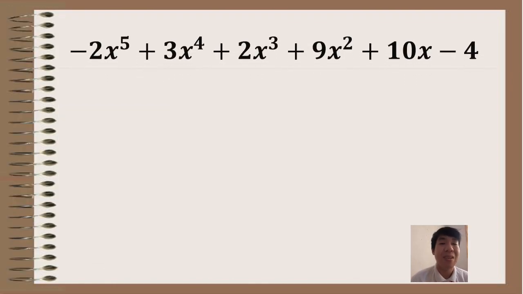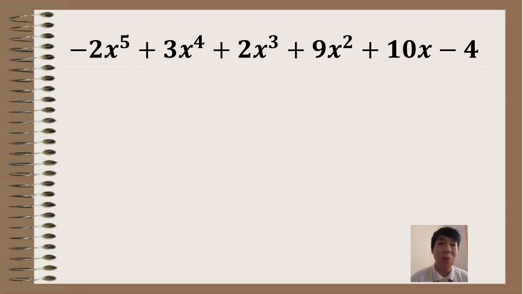Next, we have the problem of negative 2x raised to 5 plus 3x raised to 4 plus 2x cubed plus 9x squared plus 10x minus 4.